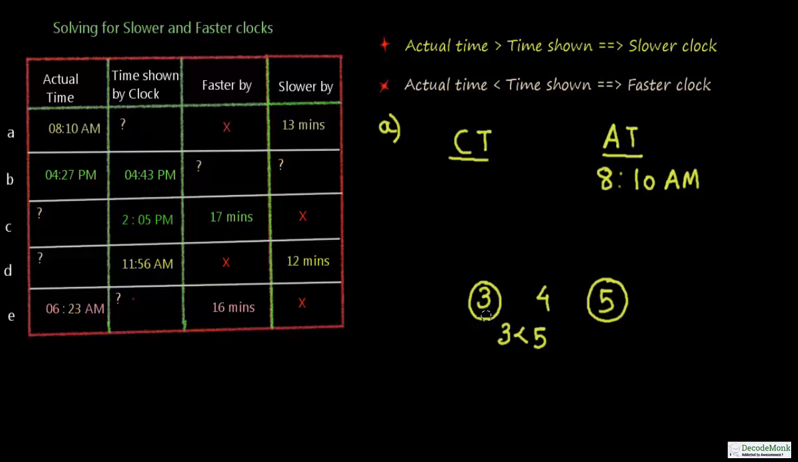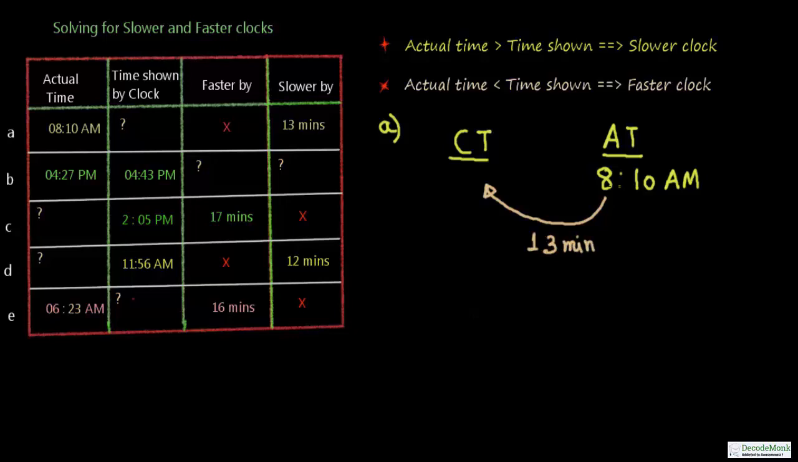So actual time is 8:10 am, and the displayed time on the clock is lagging, so it will be put on the left hand side. So I have rubbed the unwanted portion. That was for understanding only. Now the clock timing is to be found out, and we know that this clock time is lagging behind the actual time by 13 minutes.